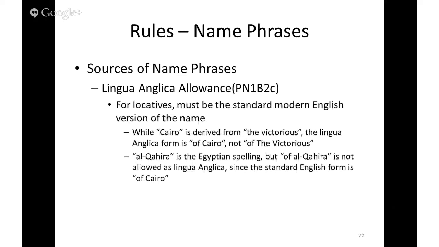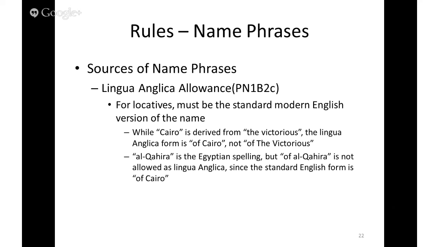For locatives, we don't translate meaning, but what we can use is the standard modern English version of the name. So, for example, the city name Cairo is derived from the word for victorious in probably Arabic. So the Lingua Anglica is of Cairo. It's not of the victorious. We don't go that route because that's not what we call that city.